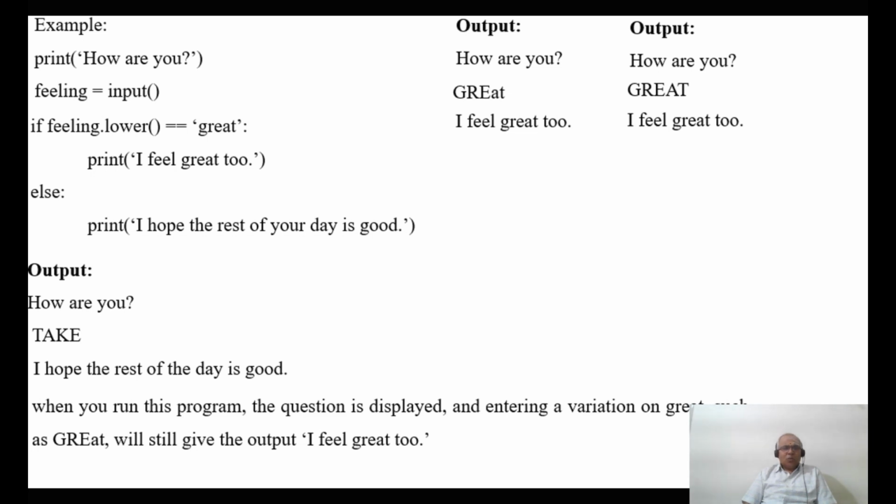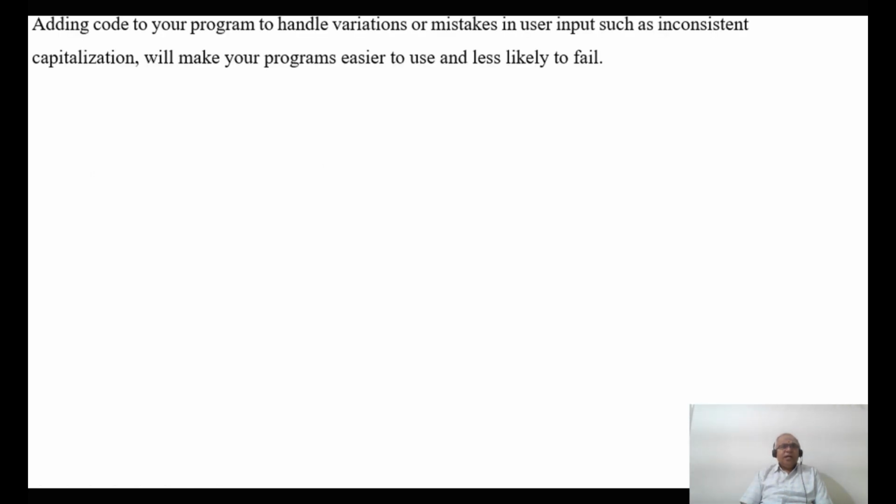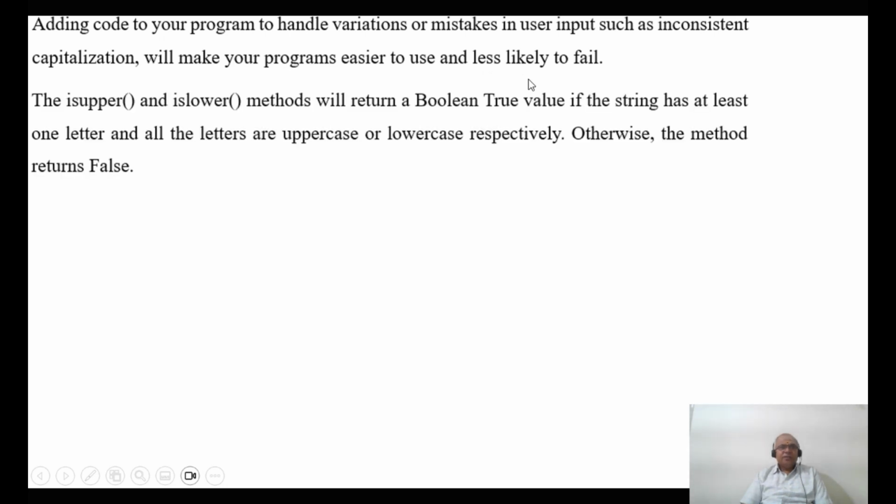When you run this program, the question is displayed, and entering a variation on great, such as capital G and then small letters, will still give the output I feel great too, because all the characters are converted into lowercase, and this lowercase converted letter is compared with this string, which is great. Therefore, this is how it works. Adding code to your program to handle variations or mistakes in user input, such as inconsistent capitalization, will make your programs easier to use and less likely to fail.